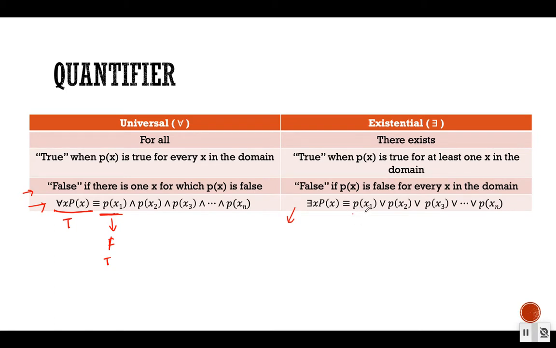So the existential quantifier works like an OR operation. We can think about it like x1, x2, they are all the values in our domain. If we calculate an OR operation with all of them, and there exists one true value in our domain, this statement will return true. Now if all of them are false, that will return false.